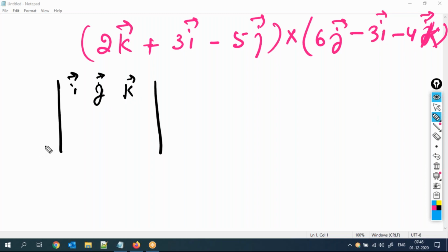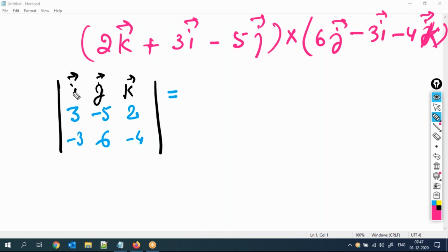Tell me the values. For the i, first row, it will be 3. J, it will be minus 5. K, it will be 2. Next one, minus 3. And 6. And -4. Oh, sorry. Right, minus 4.